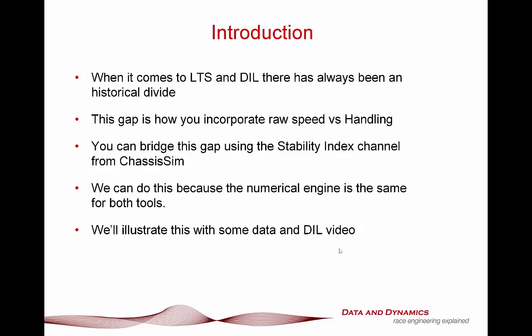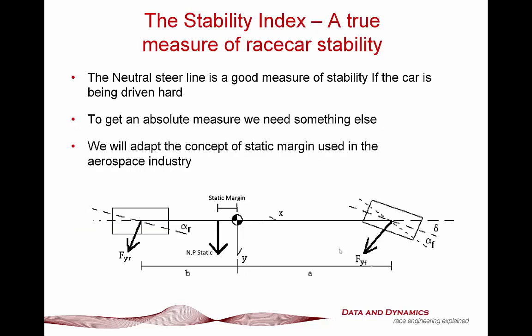Now, here's the thing about why we can do this, particularly in the Chassis Sim environment. We can do this because the numerical engine is the same for both tools. If you look at the code commonality between the Chassis Sim lap time simulation and Chassis Sim driver in the loop, the code commonality of the numerical engine is 95%. All we've really done with Chassis Sim driver in the loop is take out the autonomous driving features and add some sanity checks for crazy driver inputs. That's it. That's the major difference. So I'm going to show you this with some data from the lap time simulation, and then we're going to cross-reference this to some driver in the loop videos. So let's get started.